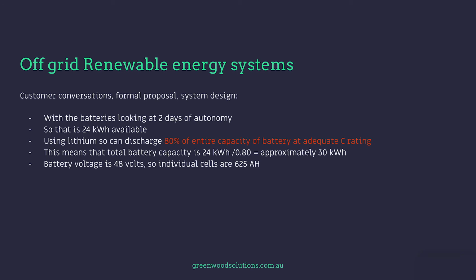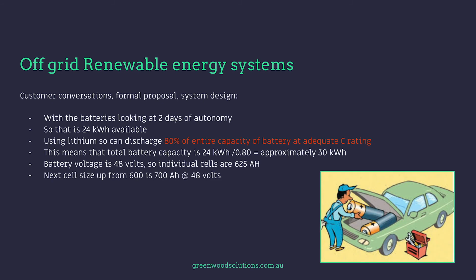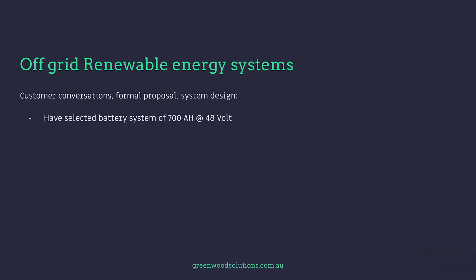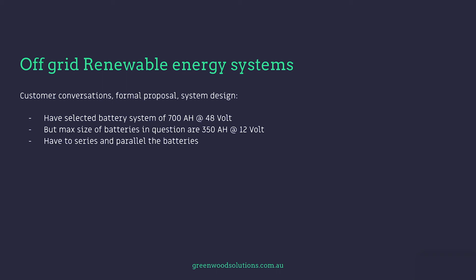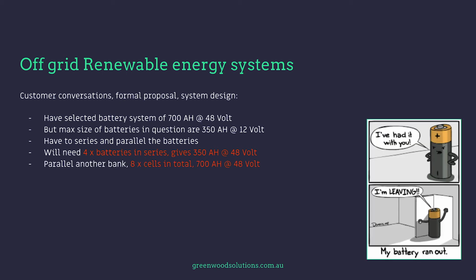Battery voltage is 48 volts, so individual cells are 625 amp hour. Next cell size up from 600 is 700 amp hours, so it's 700 amp hours at 48 volts. We've selected the battery system as 700 amp hours at 48 volts, but the max size of the batteries in question are 350 amp hour at 12 volt. So we have to series and parallel the batteries. We'll need 4 batteries in series, that gives 350 amp hours at 48 volts. Then we parallel another bank, a total of 8 cells in total, 700 amp hours at 48 volt.